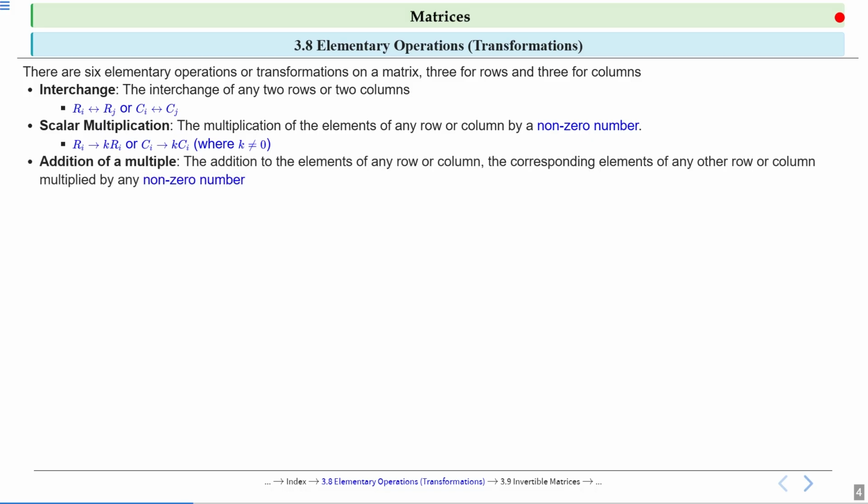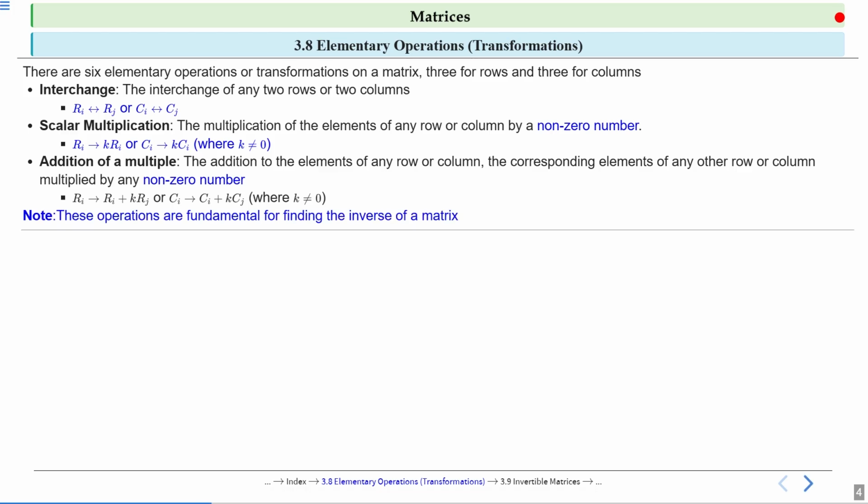Addition of a multiple. The addition to the elements of any row or column of the corresponding elements of any other row or column multiplied by any non-zero number, right? So Ri should be replaced with Ri plus k times Rj, or Ci should be replaced with Ci plus k times Cj, where k is not equal to 0. We can note that these operations are fundamental for finding the inverse of a matrix, okay?